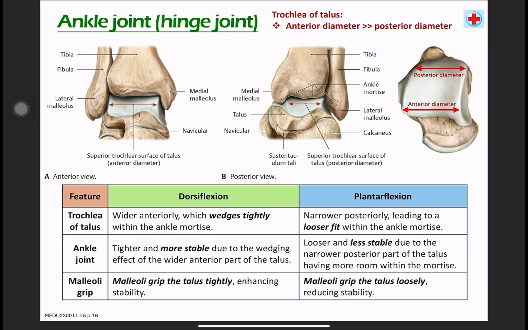Here you can see that during dorsiflexion, we say that the ankle joint is more stable because the wider anterior part of the talus is now wedging into the mortise. Whereas in plantar flexion, we say that the ankle joint is less stable because the narrower posterior part of the talus, which is this one, is forming the mortise, but there is more room for movement, making it relatively unstable.